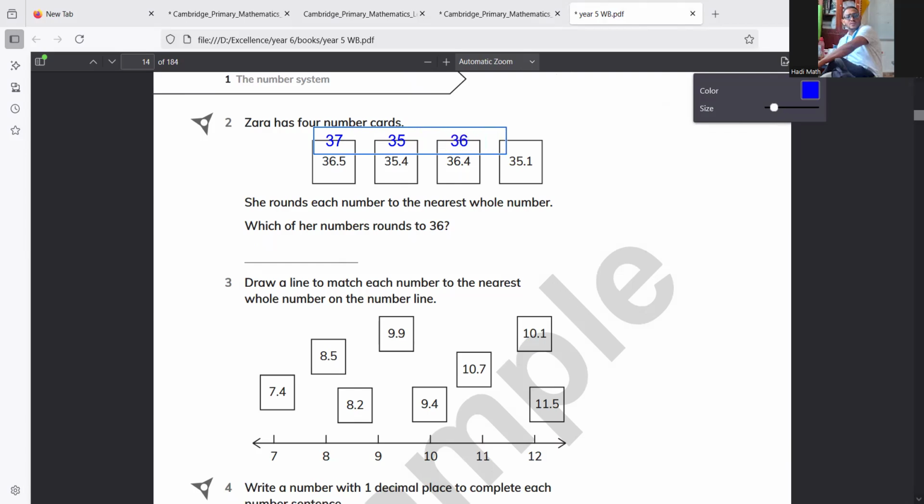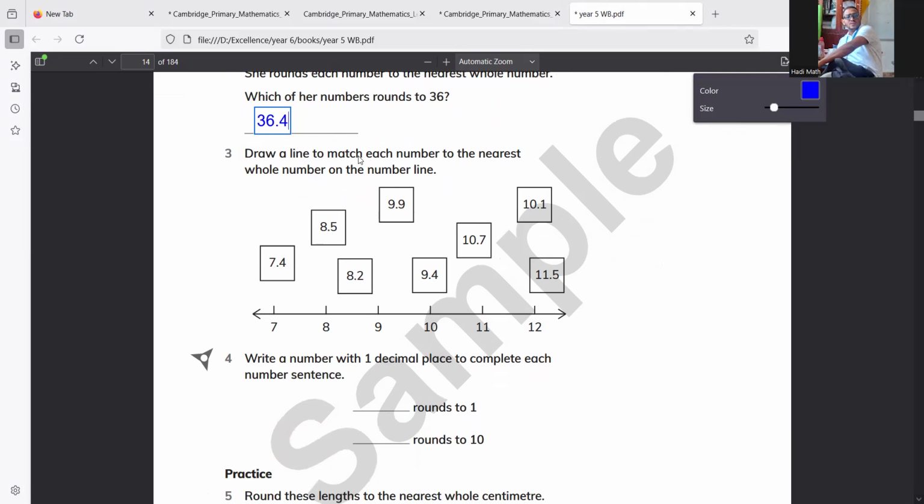This one, 35.1. 35 is the whole number. After the decimal point, you have 1, so you're not going to add. It's going to be 35. So which number rounds to 36? Now it's very clear, it's 36.4. This is the number that we're looking for.